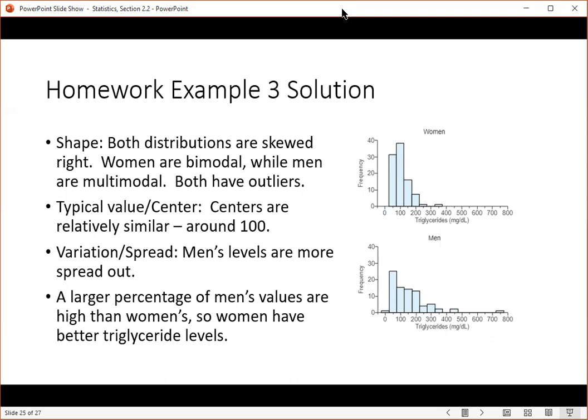All right, so let's look at what we wrote here. So both distributions are skewed right. That is correct. The women are bimodal, the men are multimodal, as we discussed. Both do have outliers, absolutely. The centers are relatively similar, around 100. The men's levels are more spread out, as we discussed. And then a larger percentage of men's values are high than women's. So then the women have better triglyceride levels.